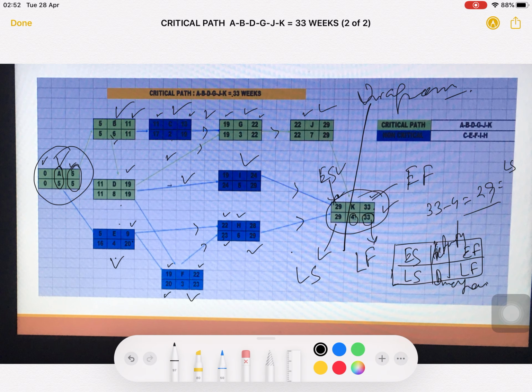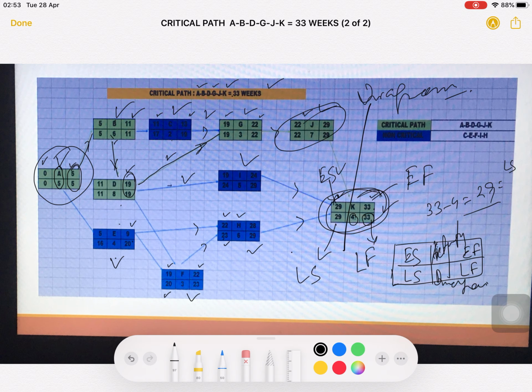So, if you see here, where I have already colored it green: A 5, B, so A to B, then B to D, then D to G, then G to J, and then J to K. So, ultimately your critical path is A, B, D, G, J, K, that is your 33 weeks. So, this is the way to find the critical path.